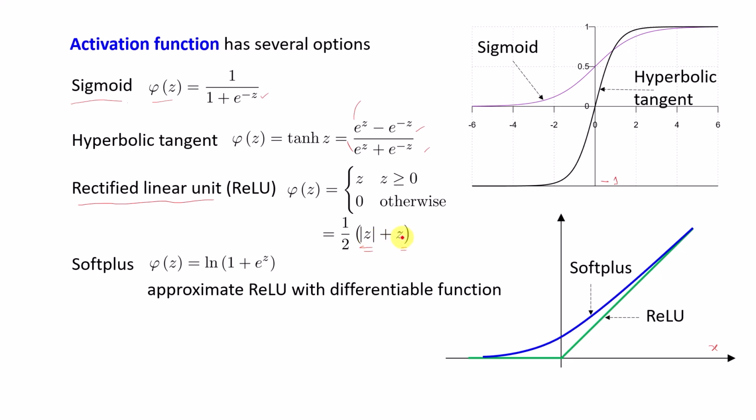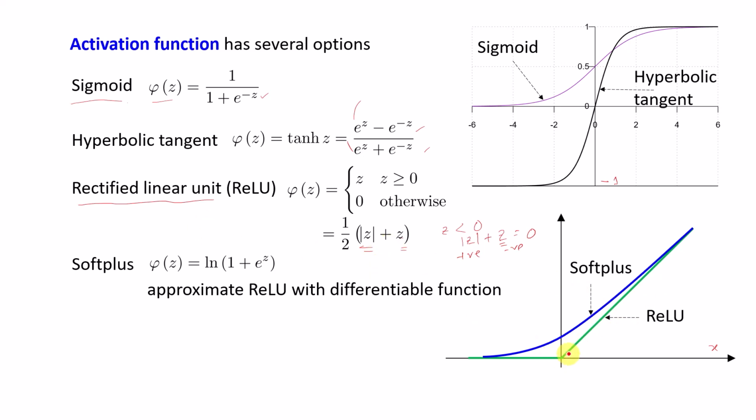So z plus |z| is twice z divided by 2, so this would be z. When z is negative, z less than 0, then modulus of z and z will cancel, because this is negative and this is positive, same value. So it will be 0. So the negative part is 0, positive part no change. This is the linear function in the positive part. So we call this rectified linear unit.